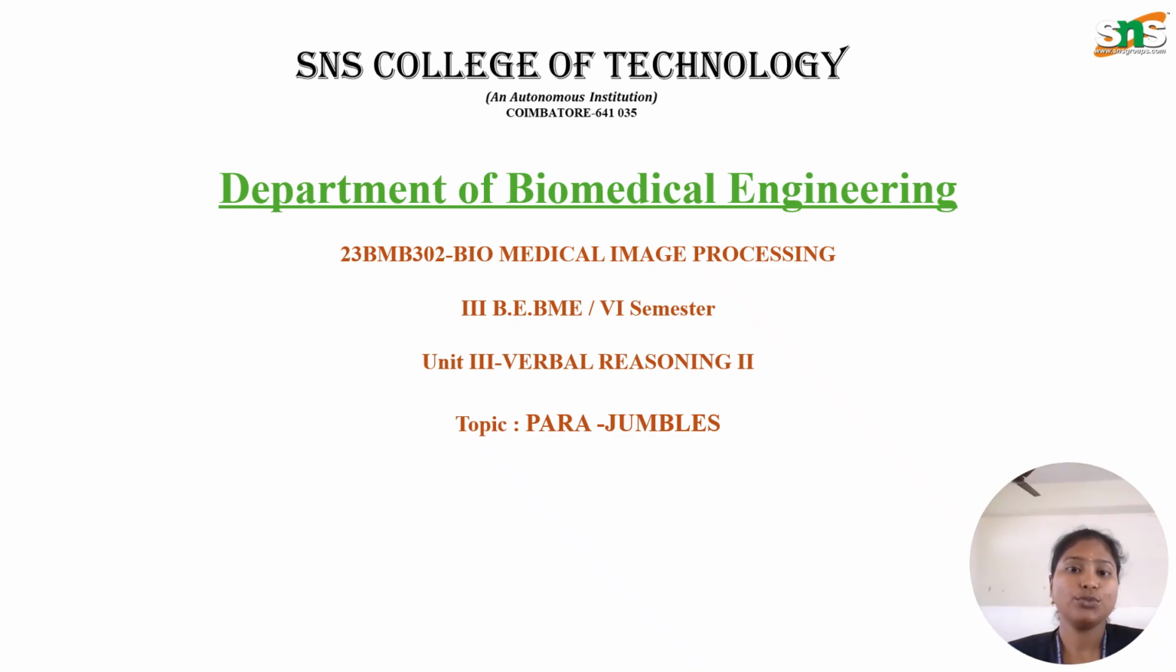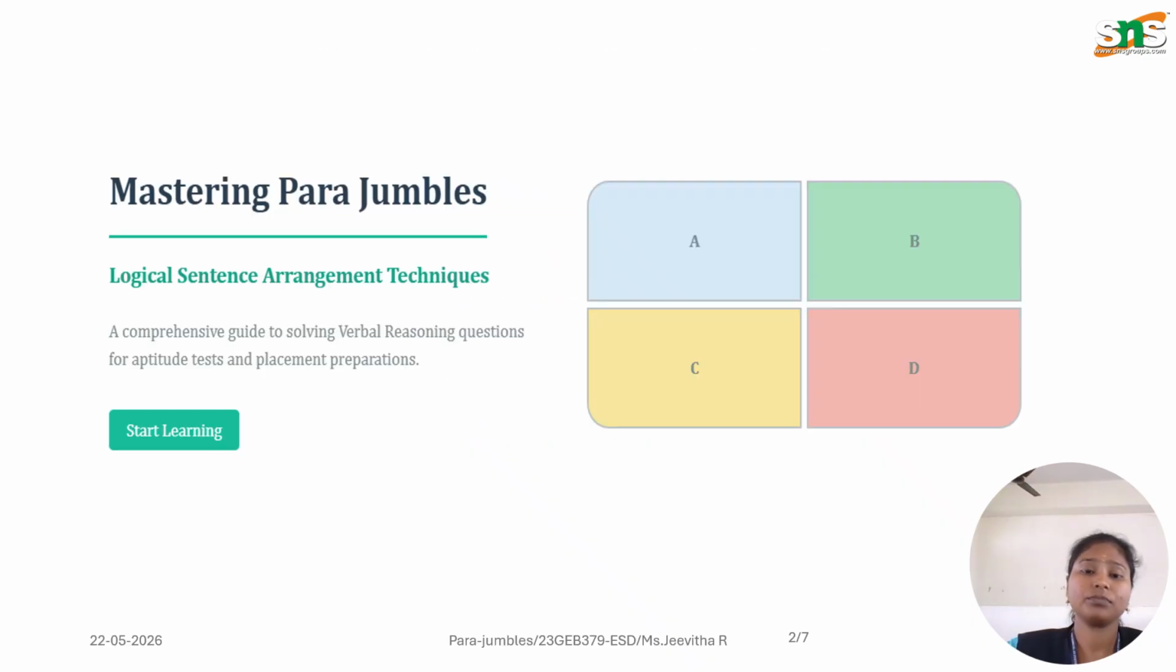Hello everyone. Today we are going to focus on an essential verbal reasoning topic for your campus placements. It is para jumbles. A lot of students find English sections tricky because they are trying to guess by reading options randomly. But remember, verbal reasoning is pure logic. Once you know the structural rules, matching sentences becomes as clean and systematic as solving an engineering equation.